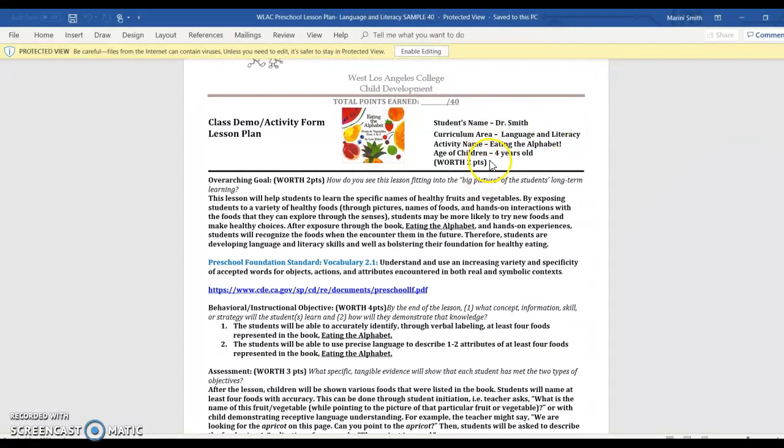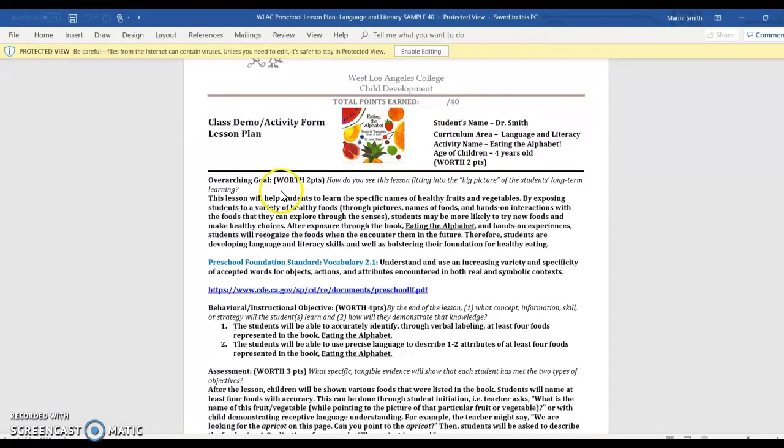So this section up here, straightforward, your name, curriculum area. So this is where you're going to put your content, whether it's language and literacy, math, science, social studies, art, physical education, etc. Activity name, that's up to you. You get to be creative. And the age group of the children. So we're looking at anywhere from 18 months up through age 4, I would say, because once you go to age 5, then you would probably want to use the other lesson plan template for K through 3. So you get 2 points just for putting in that information. So there you go, 2 easy points.